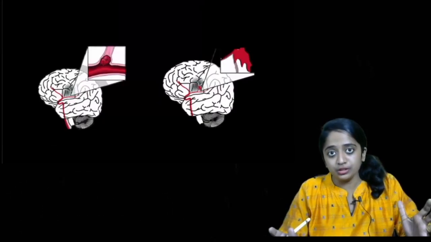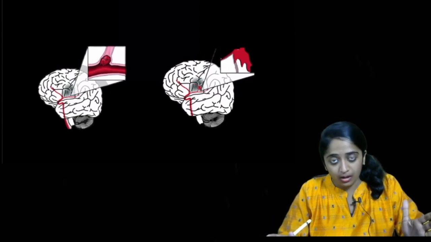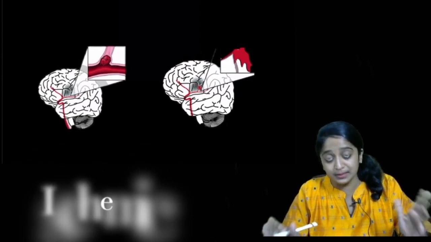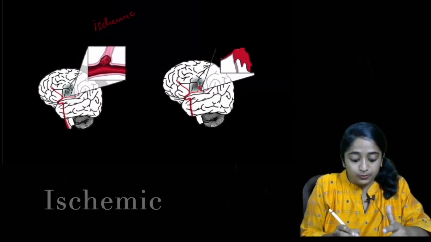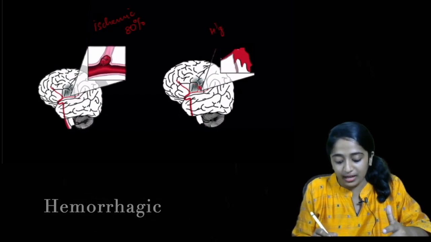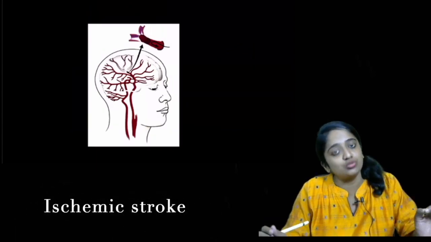So, quick revision: we know that stroke can be due to two causes mainly. One is ischemic, which accounts for about 80%, and the other is hemorrhagic. So today we shall confine our discussion to the role of imaging in ischemic stroke.